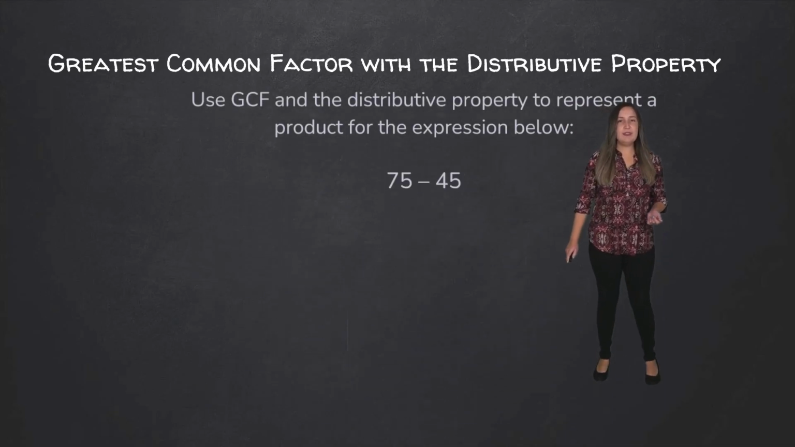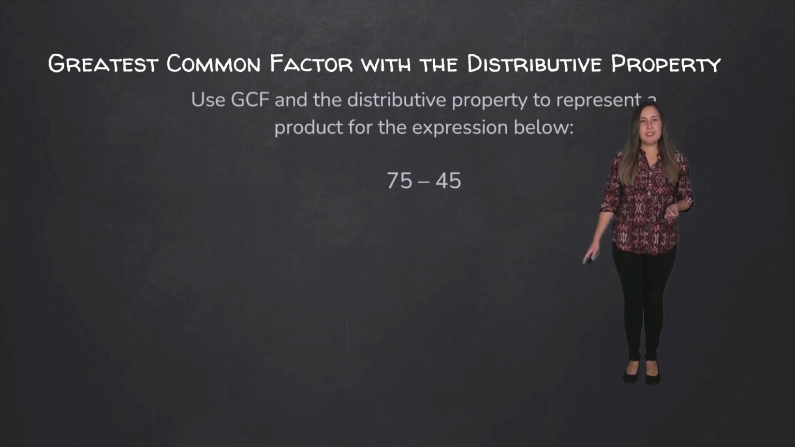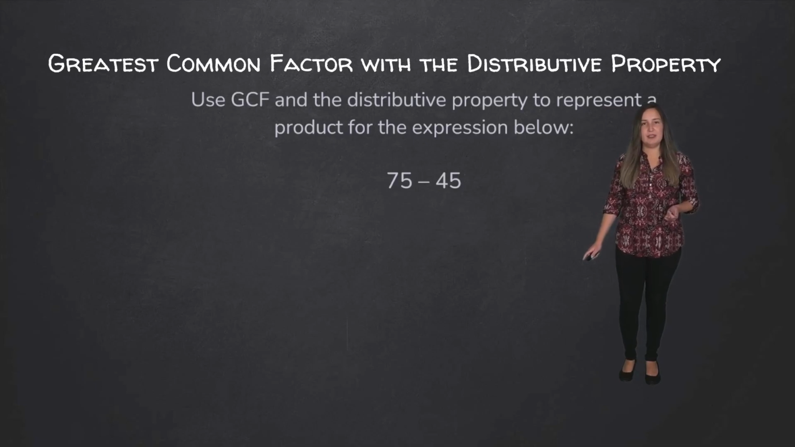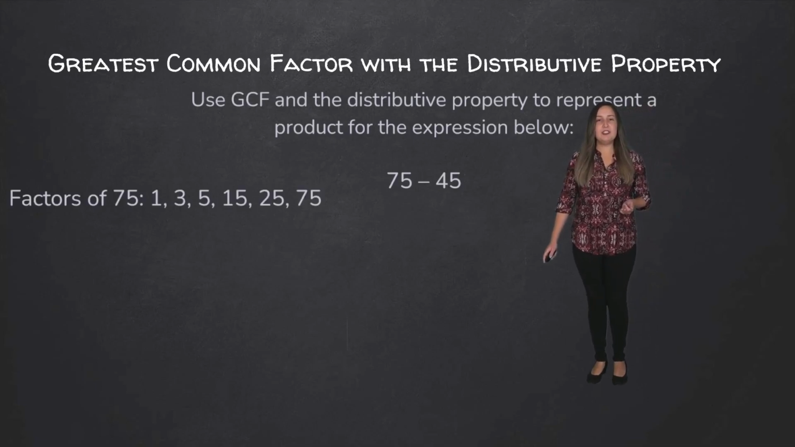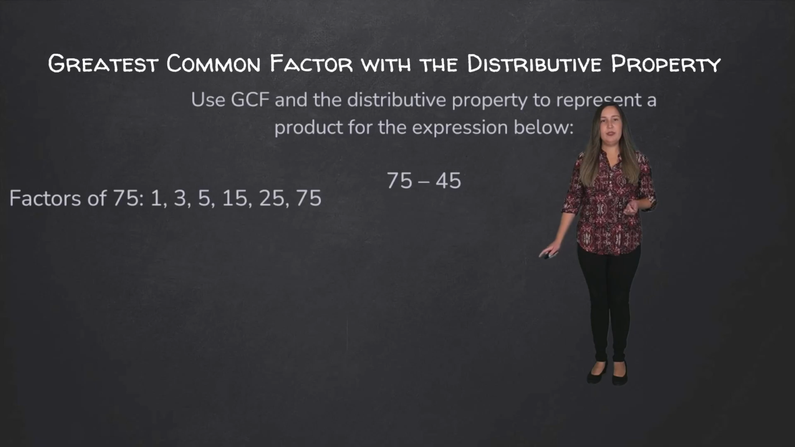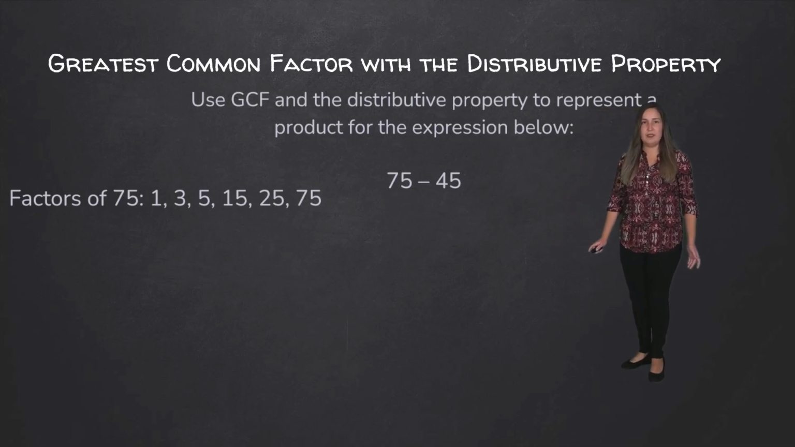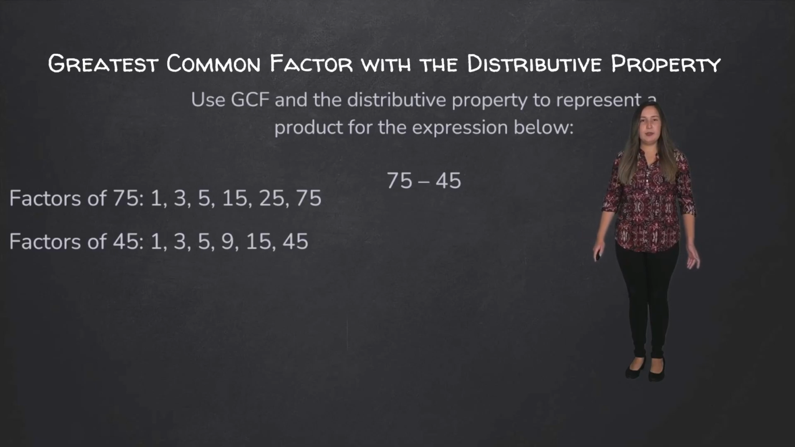And let's do our final example. Here we have 75 minus 45. We know that our factors of 75 are 1, 3, 5, 15, 25, and 75. We know our factors of 45 are 1, 3, 5, 9, 15, and 45.